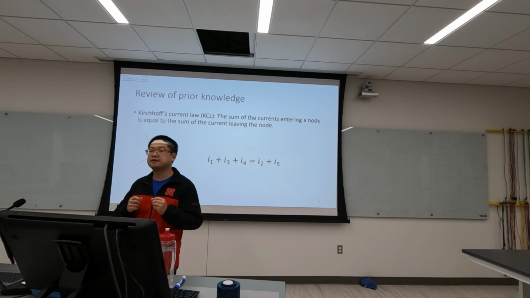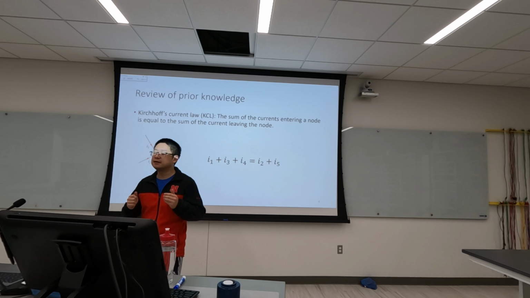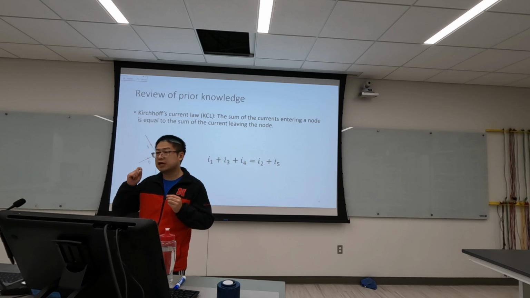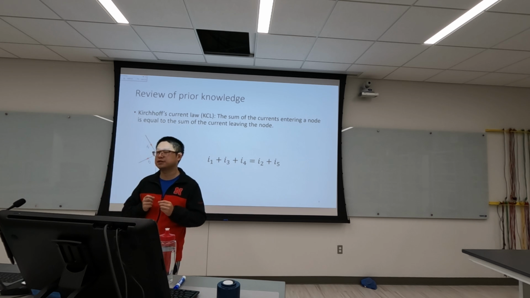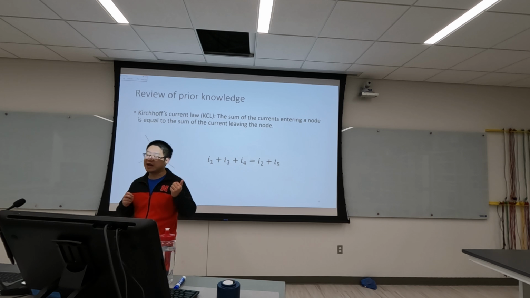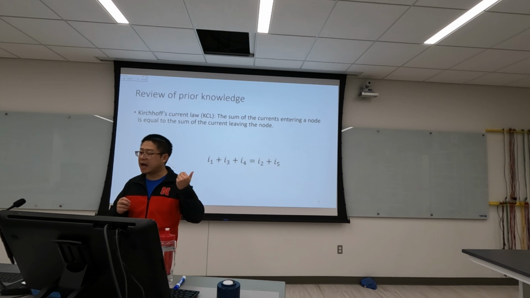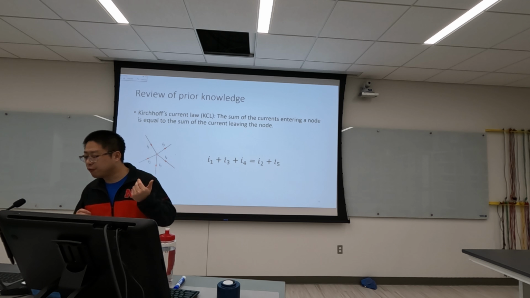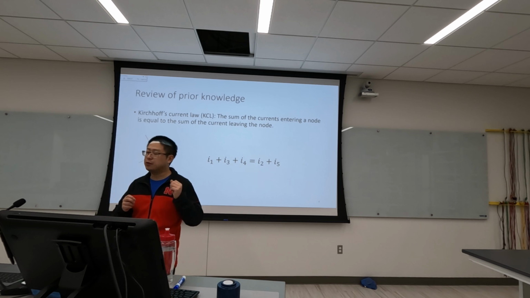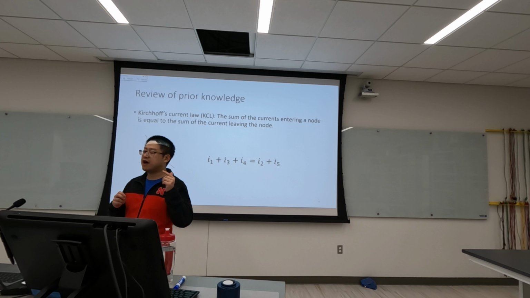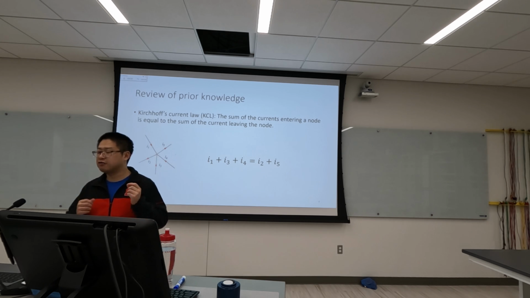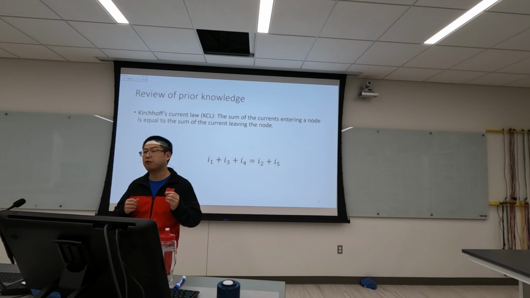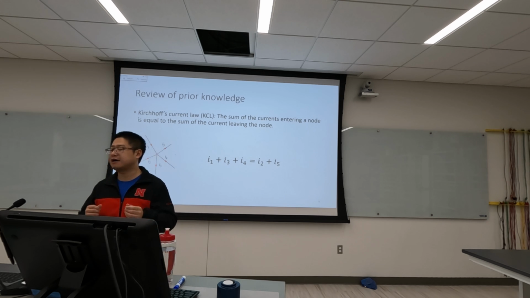The second one is the Kirchhoff current law. So this states that the sum of current entering the node equals the sum of current leaving the node. So in this example, we have current I1, I3, and I4 entering the node, and we have I2 and I5 leaving the node. So we can obtain this equation: I1 plus I3 plus I4 equals I2 plus I5.